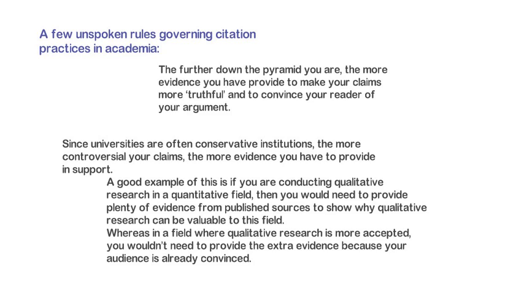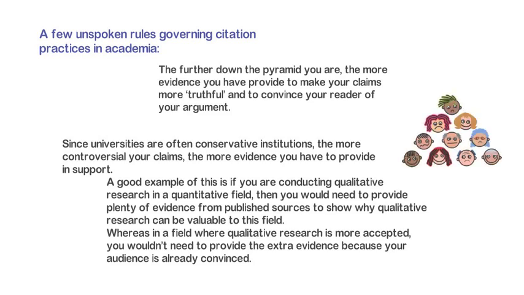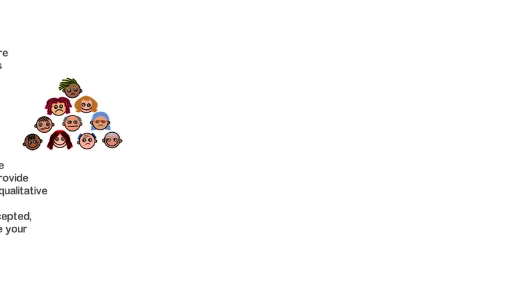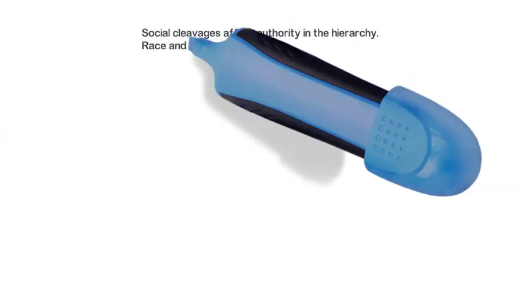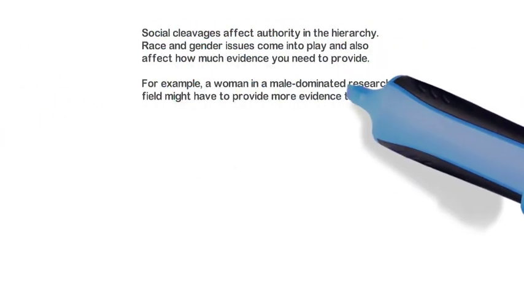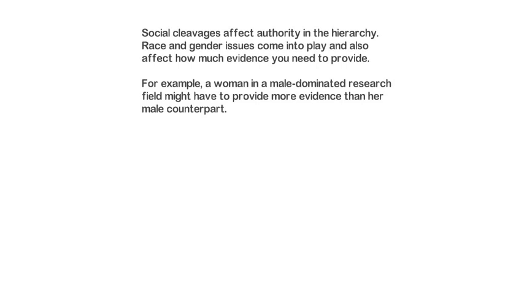A good example of this is that if you're conducting qualitative research in a quantitative field, then you would really need to provide evidence from published sources to show why qualitative research is valuable in this field. But if you were making the same argument in a well-established qualitative area, you wouldn't have to provide that many sources. Social cleavages also affect authority in the hierarchy.